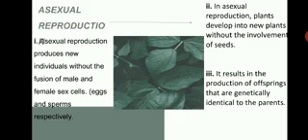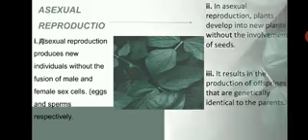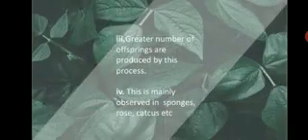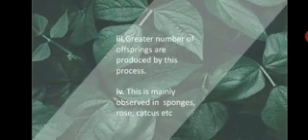In plants, usually seeds are involved, but in asexual reproduction, seeds are not involved. Asexual reproduction produces individuals that are genetically identical to the parent plants. Because only one single parent is involved in this process, there is no mixing of male and female gametes. A greater number of offspring are produced by this process. This is mainly observed in sponges, rose, cactus, etc.